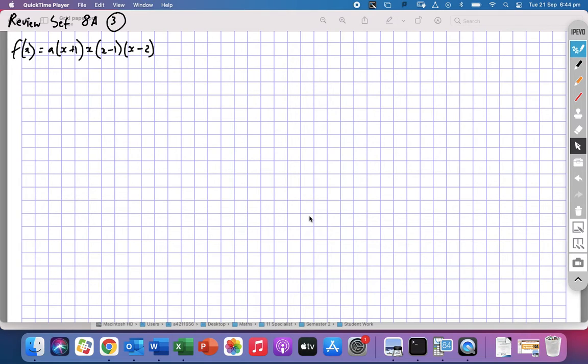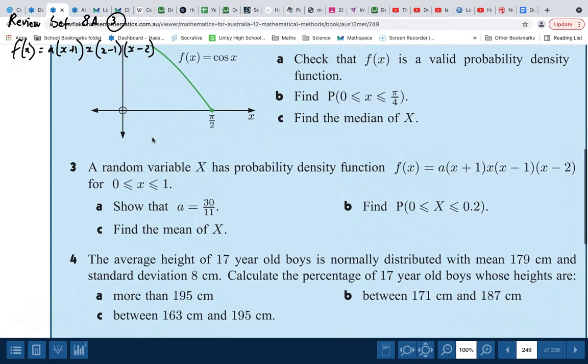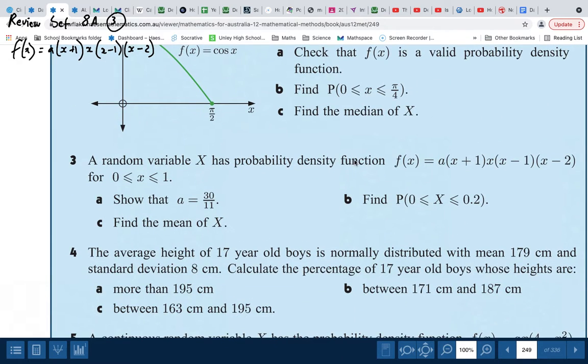Okay, howdy doody. This is review set 8A question 3. There's a function given, down here, a probability density function for variable x. The interval is from 0 to 1, which I probably should have written down, but I didn't. And it says show that a equals 30 on 11.